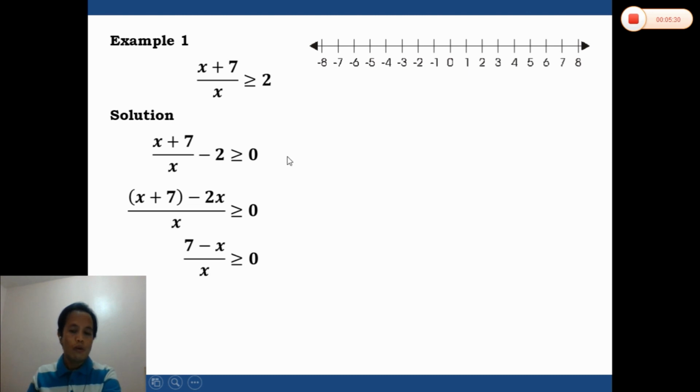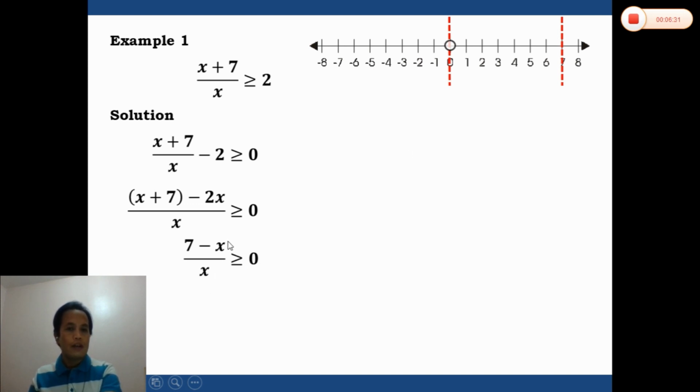So if we have to indicate this in the number line, the denominator x is equal to 0, so we have here the number line, and we have here the boundary. So we have to indicate this one in the number line, which is 0. And of course, the 7 should be indicated in the number line, which is here, which is 7. So these values divide the number line into 3 regions. We have here the first region, the second region, and the third region. If x is 0, that will make the whole fraction undefined. So that's why we have here a hollow dot. A hollow dot indicates that this value 0 is not part of the solution set.